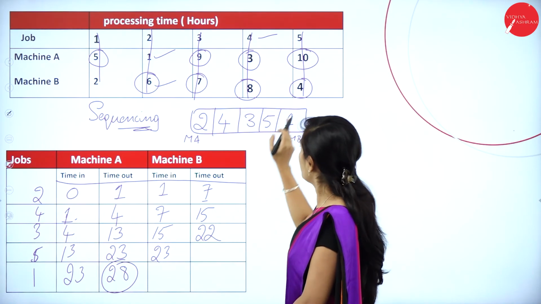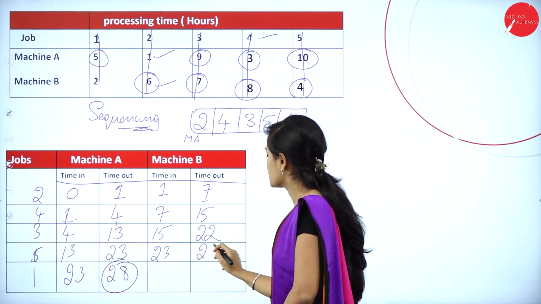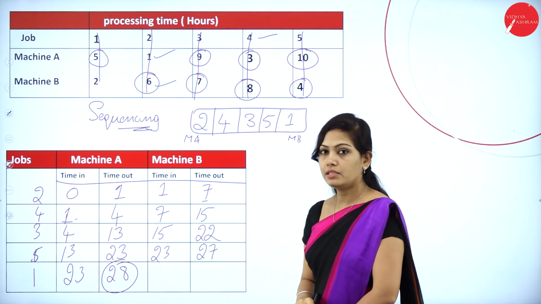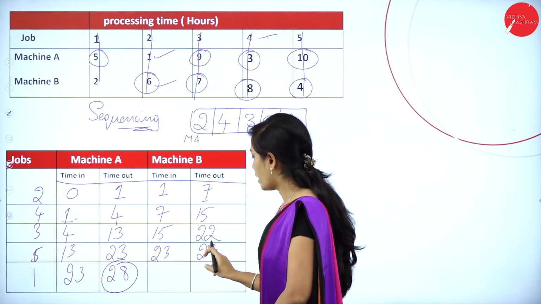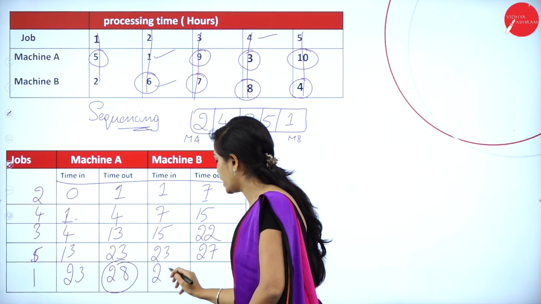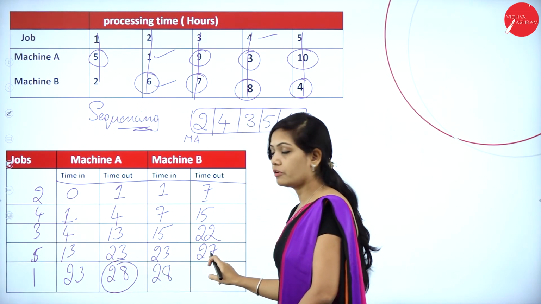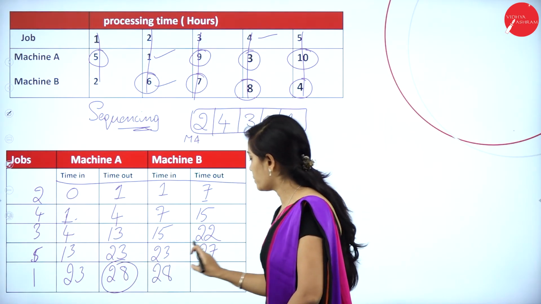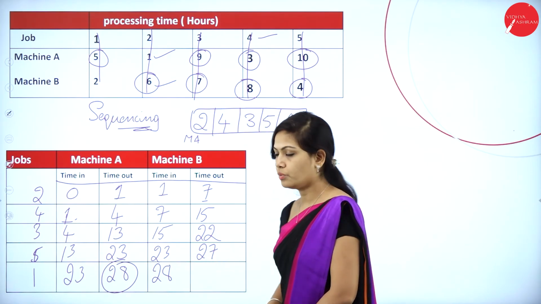And now job 5 processing time on machine B is 4. So 23 plus 4 is 27. Clear? And the last one, among this 27 and 28, highest is 28. So again 1 hour waste of time. 28 minus 27, 1 hour waste time.